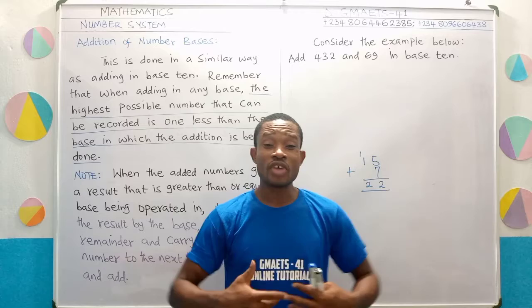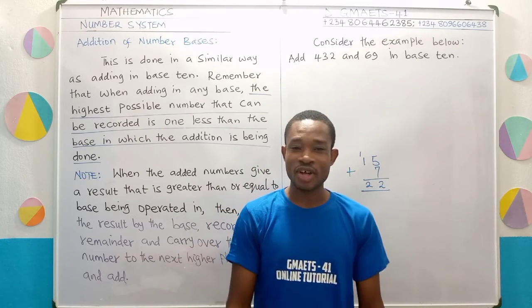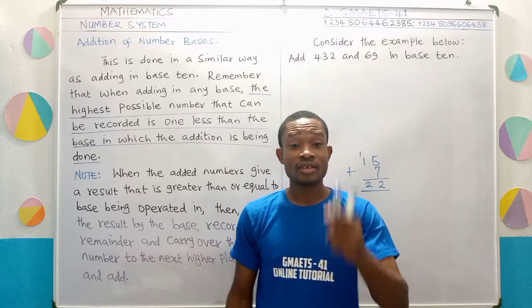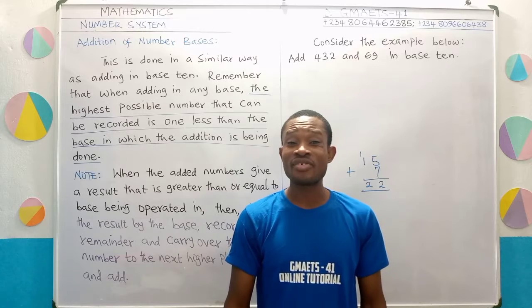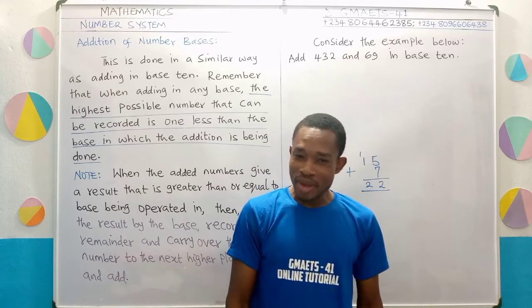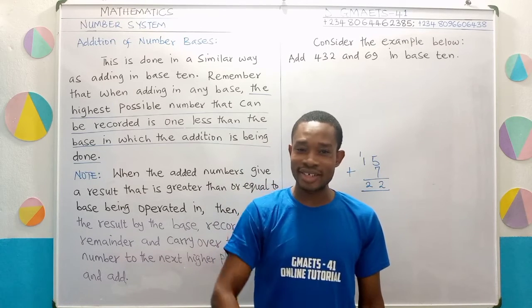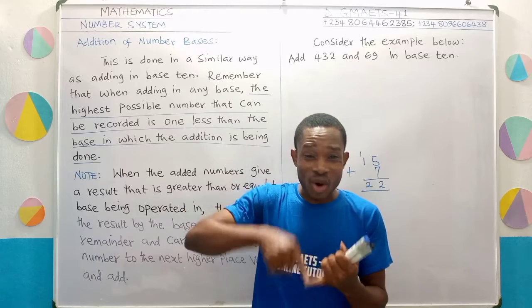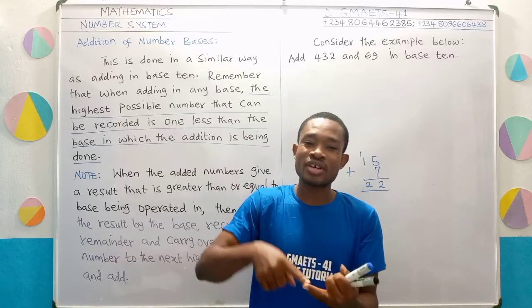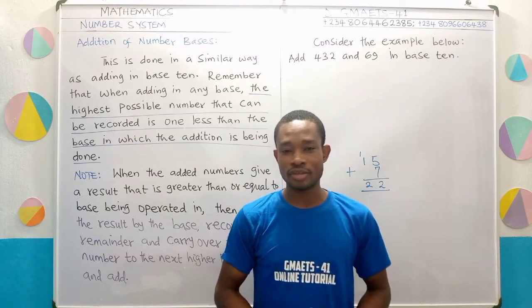Which means, for example, if you are now to carry out any addition in base 5, the highest number you can record under any place value will be what? 4. If you are adding in base 2, the highest number you can record under any place value is what? 1. Remember, you can always record numbers less than the base you are adding in. But you cannot record the base under any place value, and you cannot record any number greater than the base under any place value.